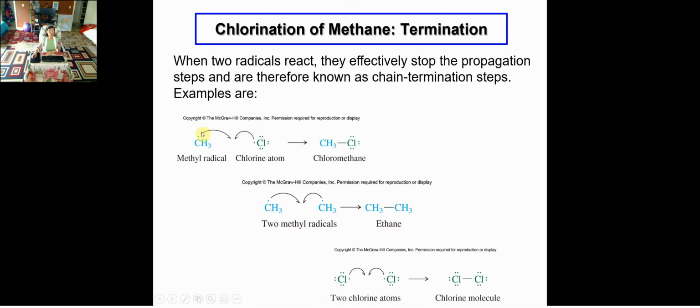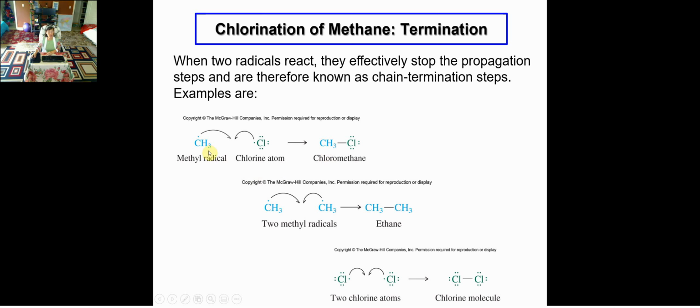If you have two radicals, when they react with each other, they effectively stop the propagation steps. Therefore, you know that step as the chain termination step, such as when you have your methyl radical and your chlorine atom, also another radical. These two are going to bond to form chloromethane, a covalent bond formed between carbon and chlorine. This is called the termination.